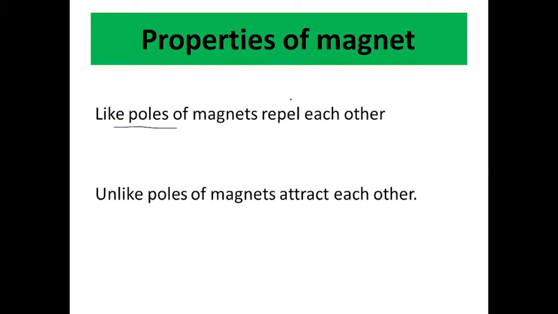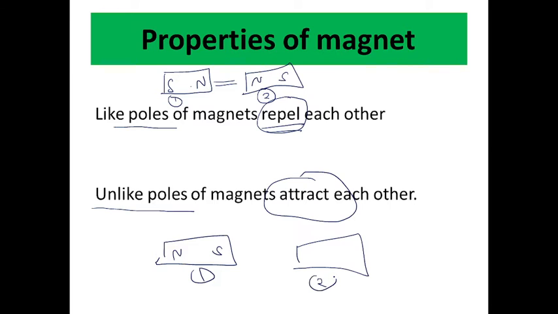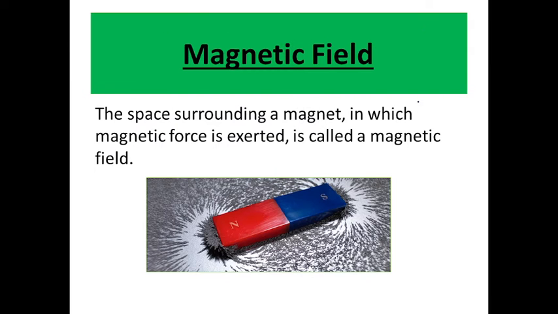Like poles of the magnet repel each other. It means north pole and north pole. Suppose this is the first magnet, with south pole and north pole, and this is the second magnet with north pole and south pole. So like poles, meaning north pole and north pole, repel each other. On the other hand, unlike poles attract each other. That means if the first magnet is north pole, south pole, and the second magnet has north and south, then these are unlike poles. One is north, another is south, so they attract each other. This is the basic property of the magnet.